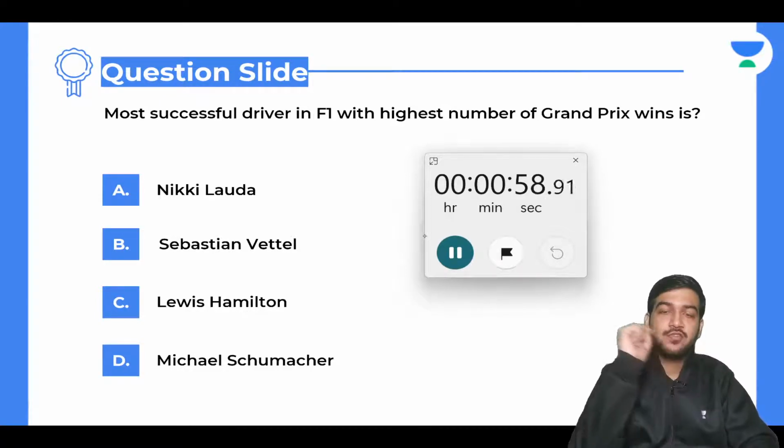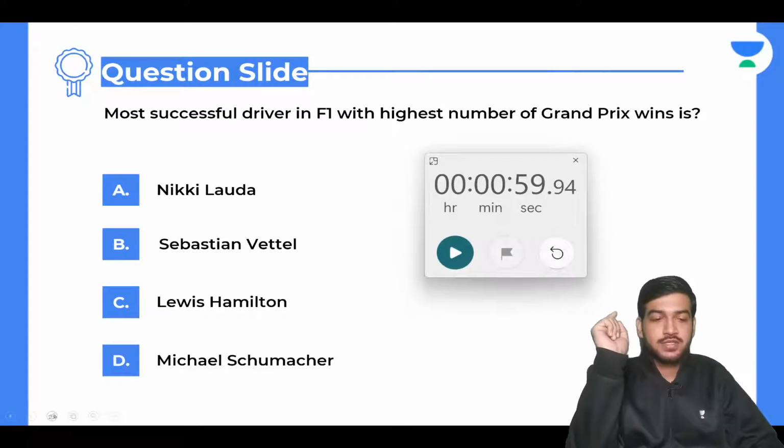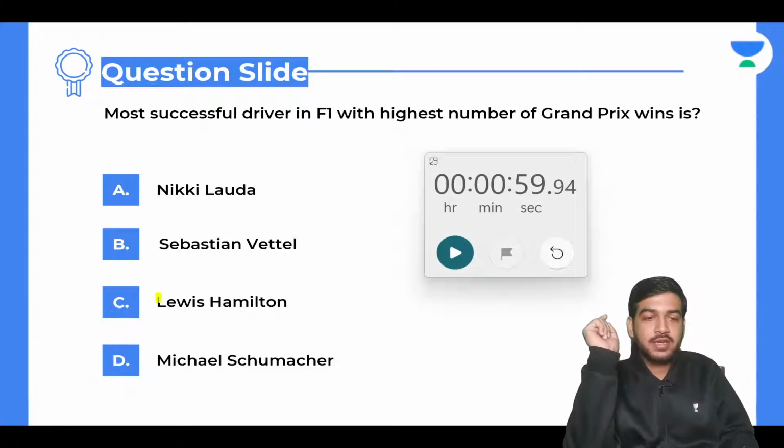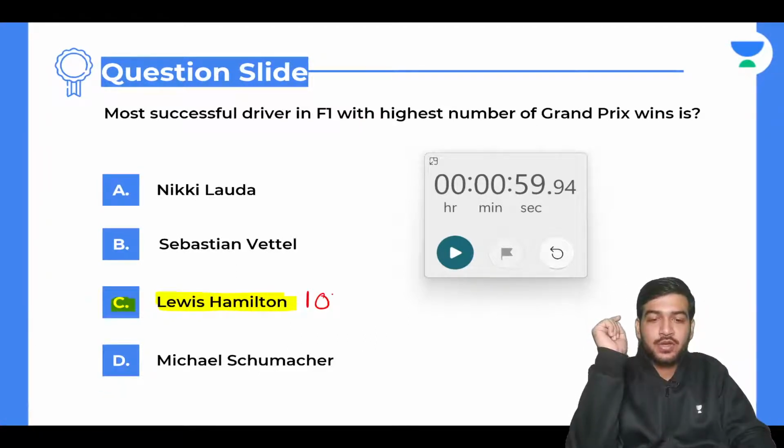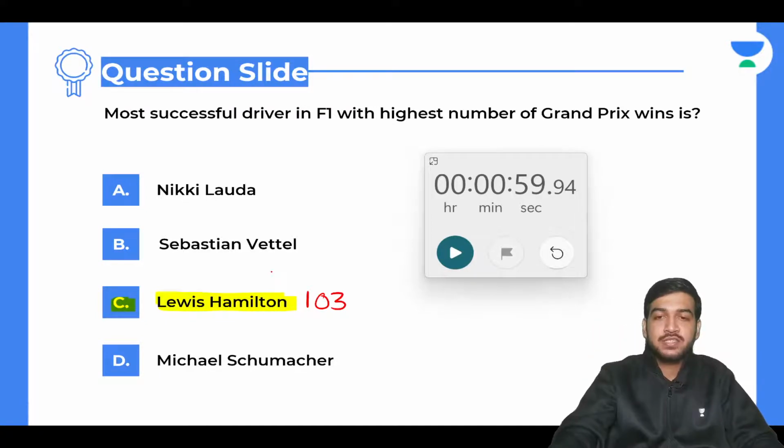Use the live chat, for those who are watching us live, to answer this question. The answer to it is C. Lewis Hamilton. Option number C, Lewis Hamilton with 103 Grand Prix wins is the most successful F1 driver. Michael Schumacher comes second with 91 wins. Sebastian Vettel is fifth. So it is Lewis Hamilton of Mercedes AMG with 103 Grand Prix wins.